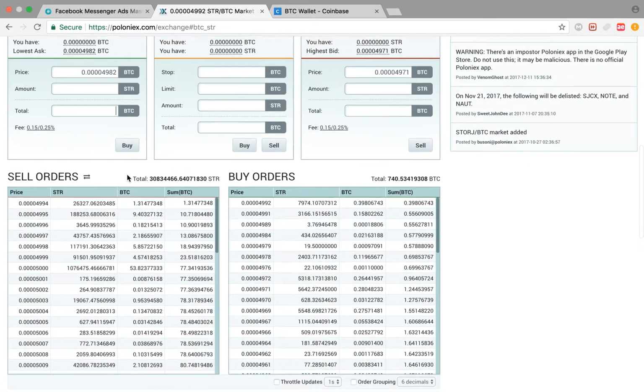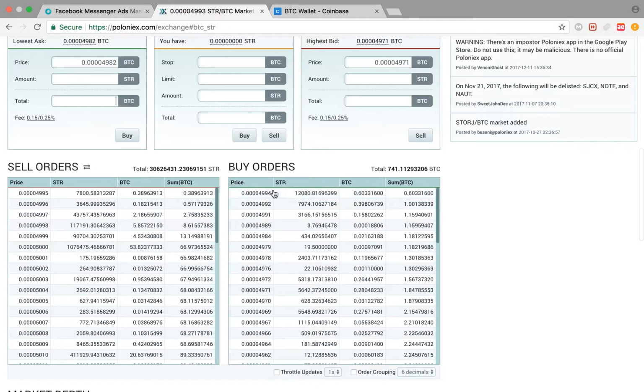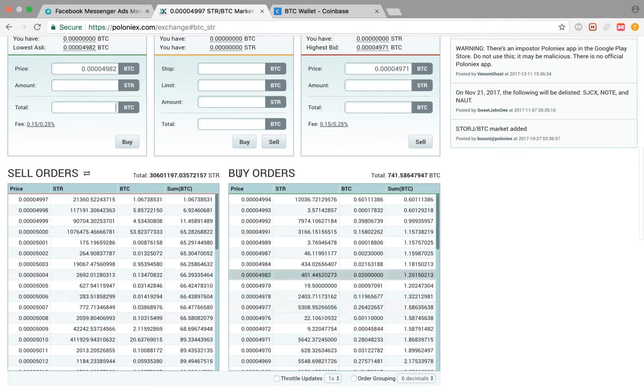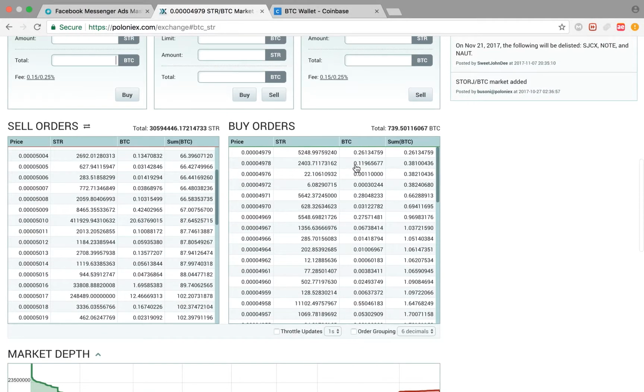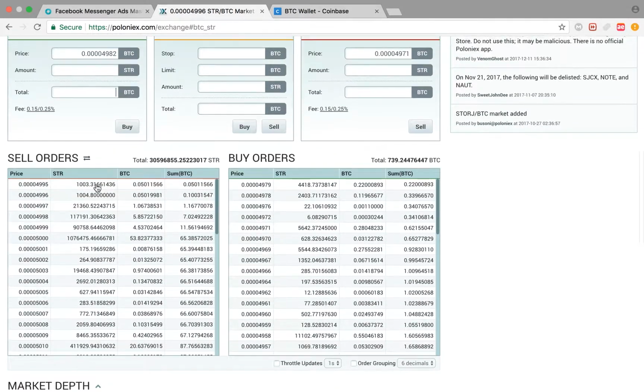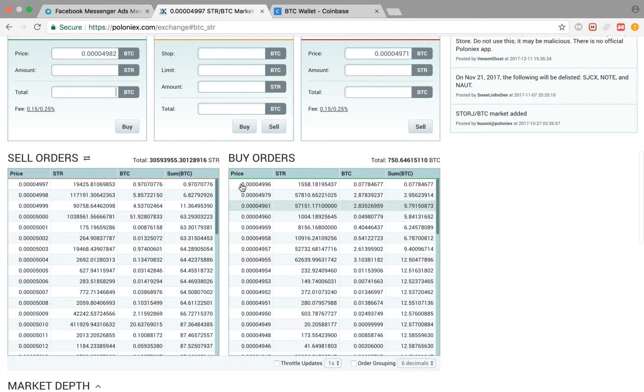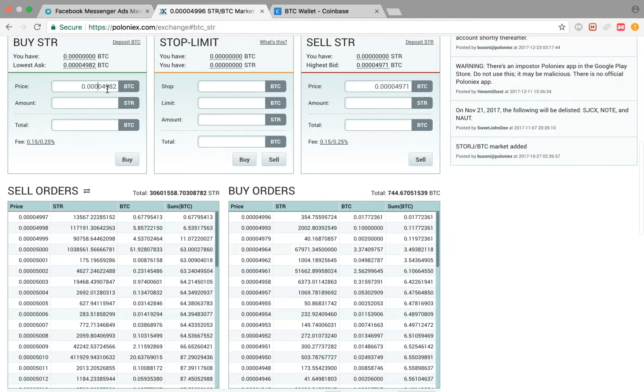When you scroll down, you're going to see a couple of things. You're going to see so-called sell orders and so-called buy orders. There are people who want to sell, and there are people who want to buy, in this case people who want to sell STR and people who want to buy STR. Basically, what you can see right here is an open exchange. This is the amount at which people are selling, and this is the price at which people are buying. So these are sell orders and buy orders, and you can also change the price at which you want to buy or sell up here.